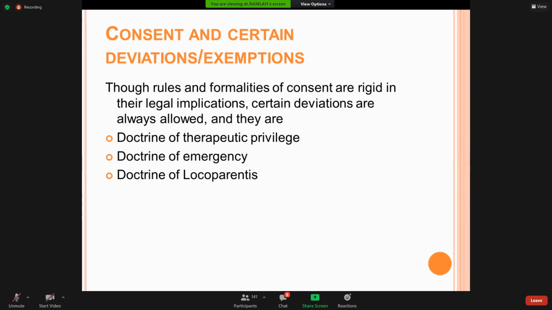Doctrine of loco parentis: if you are my students and I accompany you and something happens, I work as your loco parentis and I give the consent there. The law has given me that privilege, and my consent will be valid there. Okay?